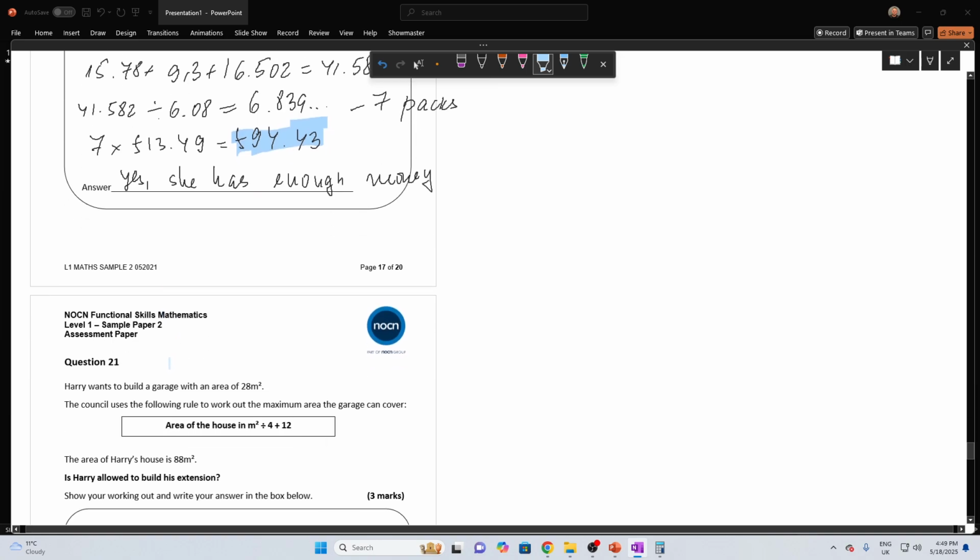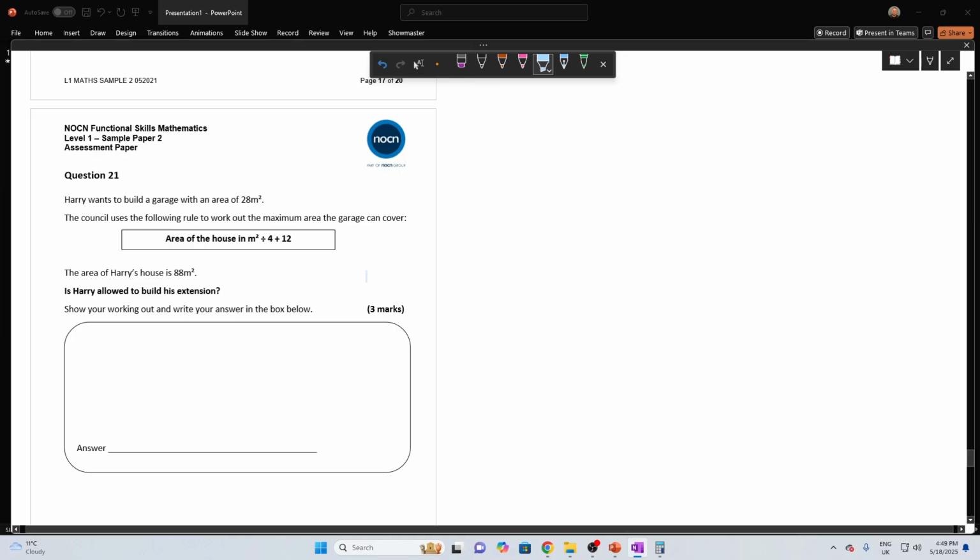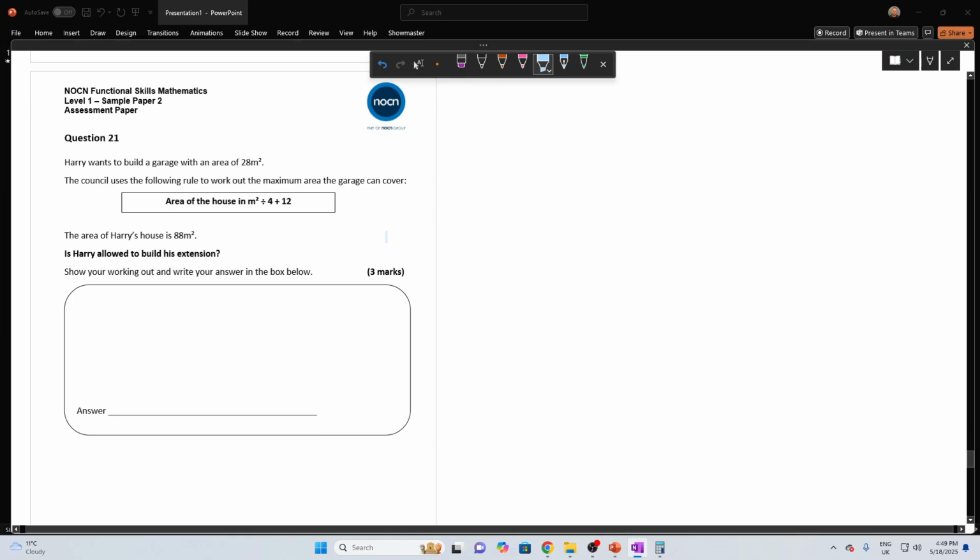Question 21. This is our last question. Harry wants to build a garage with an area of 28 meters square. The council use the following rule to work out the maximum area the garage can cover. And then they give you the formula: area of the house in meters square divided by 4 plus 12. The area of Harry's house is 88 meters square. Is Harry allowed to build his extension?